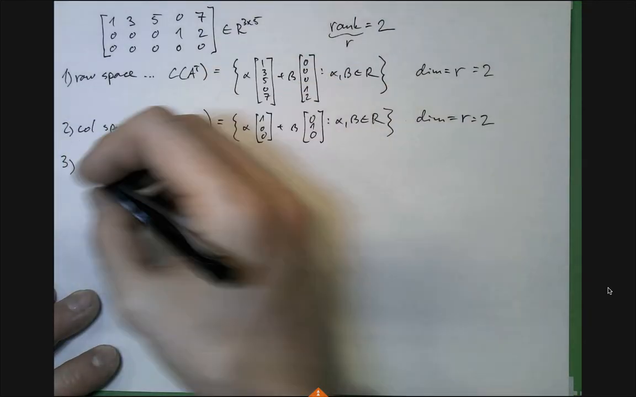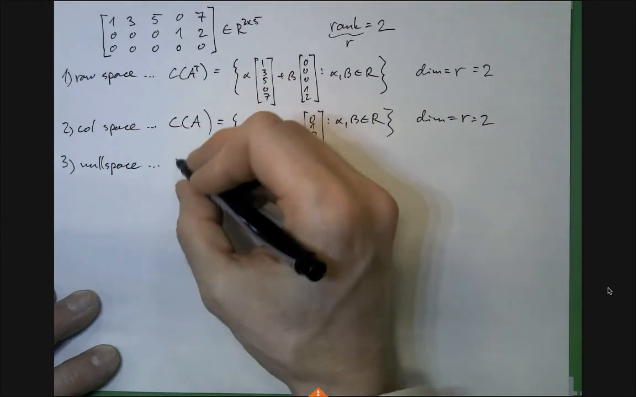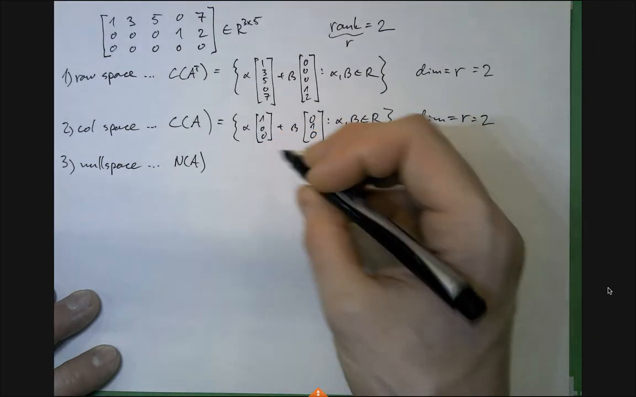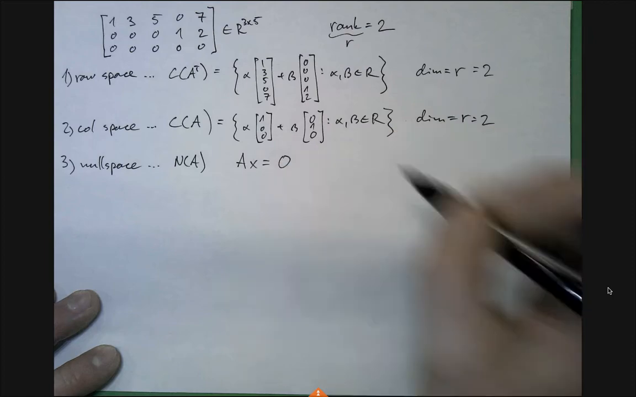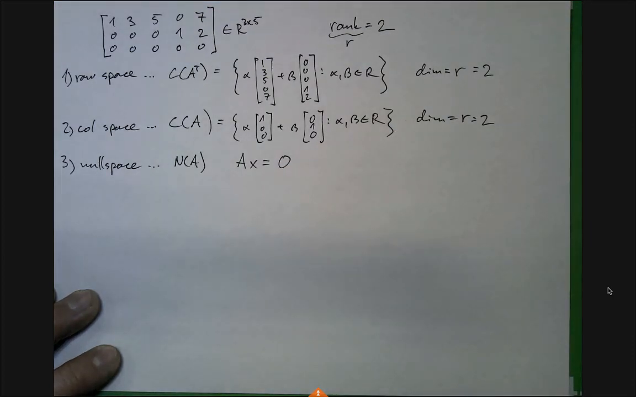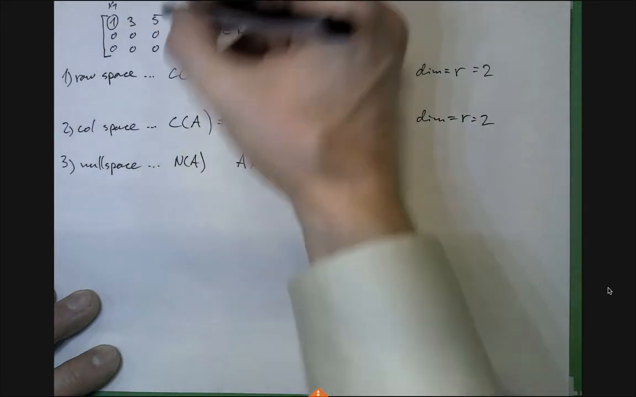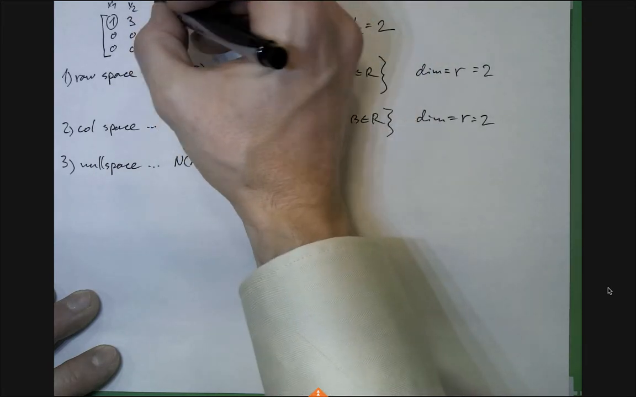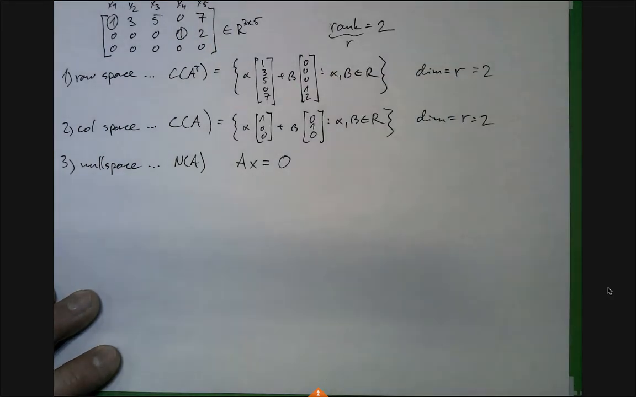The third space would be the null space. So that's our N(A). In this case, I need to think a little bit, because I need to find the basis of all solutions of this homogeneous system of linear equations, right? So let me do that for you. Here x1 and x4 would be pivot variables, as opposed to x2, x3, and x5, those would be the free variables, okay?